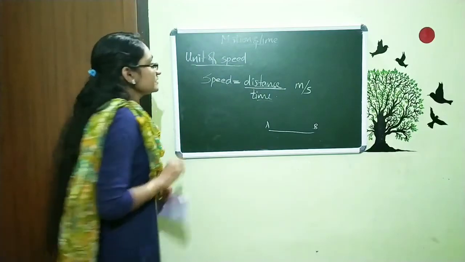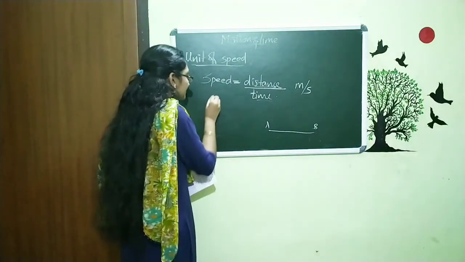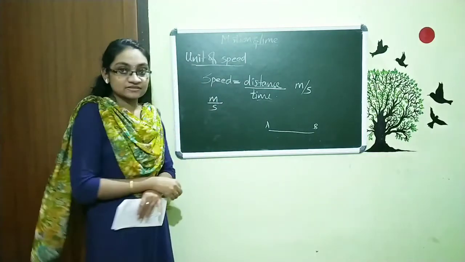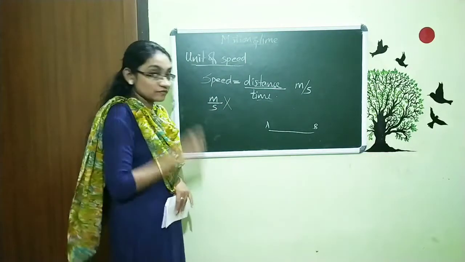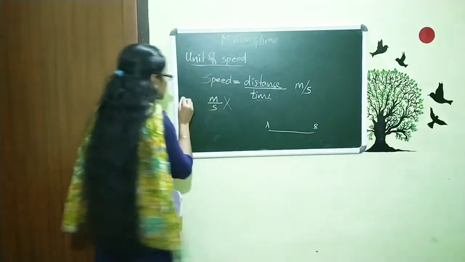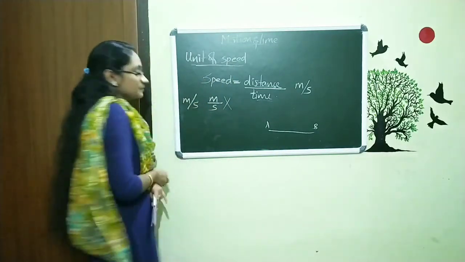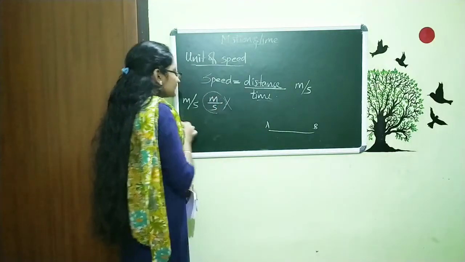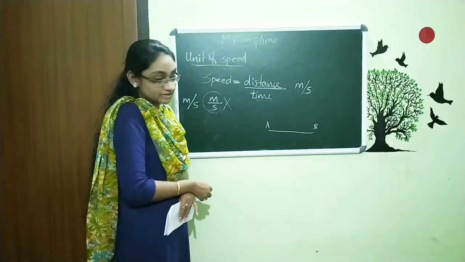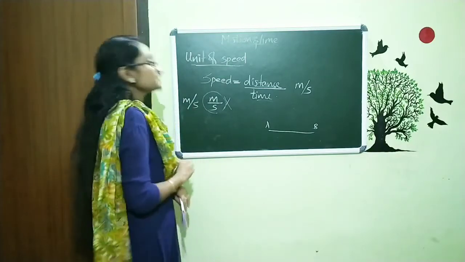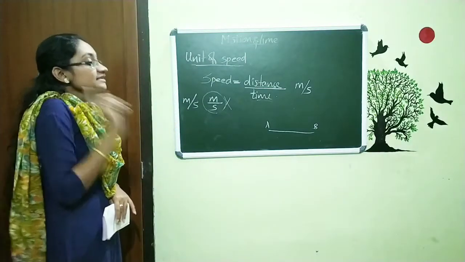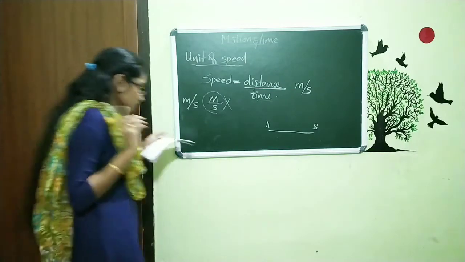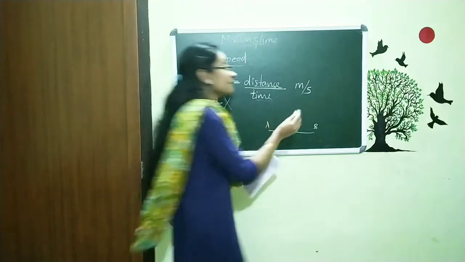And I will show you one thing. We never write the unit like meter divided by second. This is wrong. We want to write it by putting the bar, meter per second. And we are not using any other method to notate the unit. So remember this, meter per second. This is the unit for speed, and this is the basic unit.